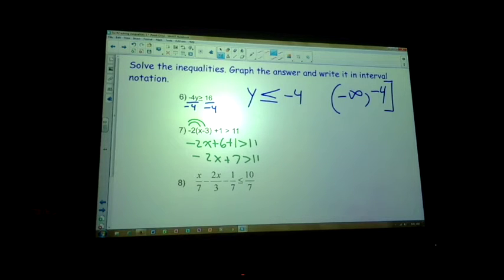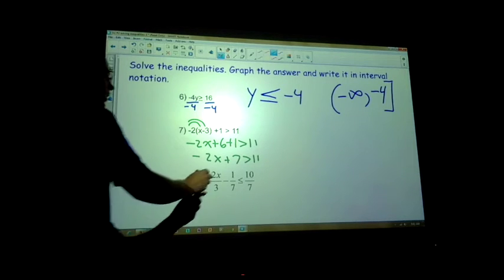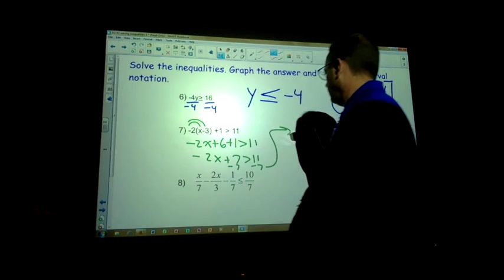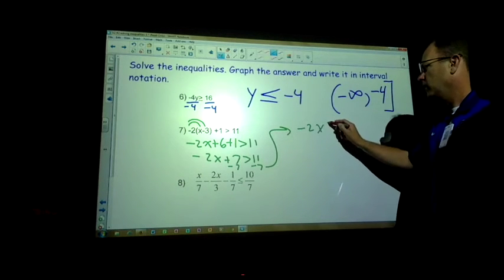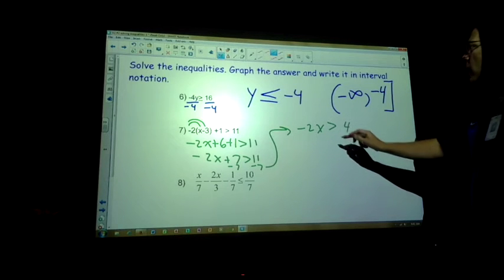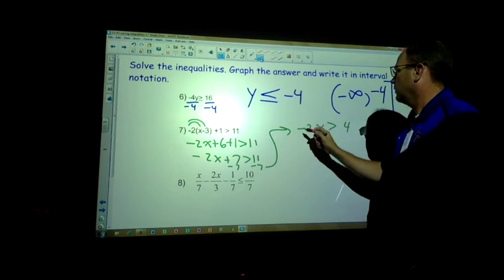What should I do? How do I get x by... Subtract 7. Good, I like it. Subtract 7 from both sides. So that's going to give me negative 2x is greater than 11 minus 7 is? 4. Now what am I going to do? Divide by negative 2.